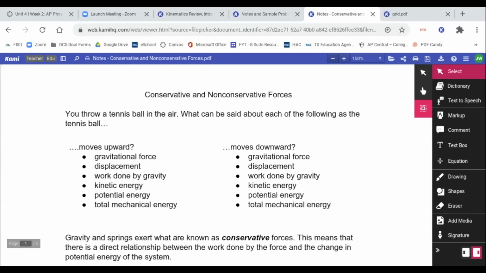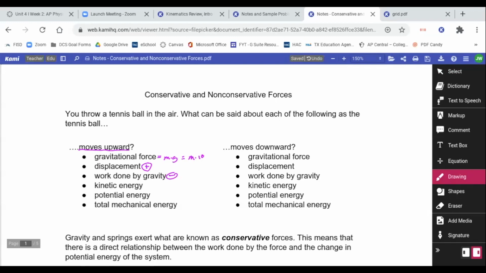Let's look at this. All right, you throw a tennis ball up in the air. What can be said about each of the following as the tennis ball moves upward? I need my drawing tool. When it moves upward, we know gravitational force is equal to m times g, which is equal to mass times 10. As the ball goes up, the displacement is positive because it's going up. Work done by gravity, well, gravity is downward. Displacement was upward, so I would say the work done by gravity would be negative.